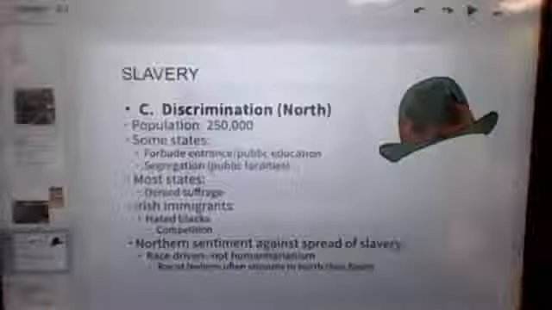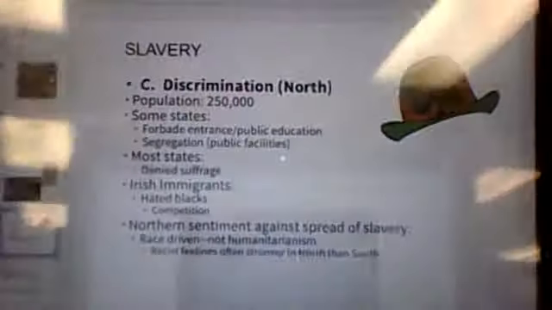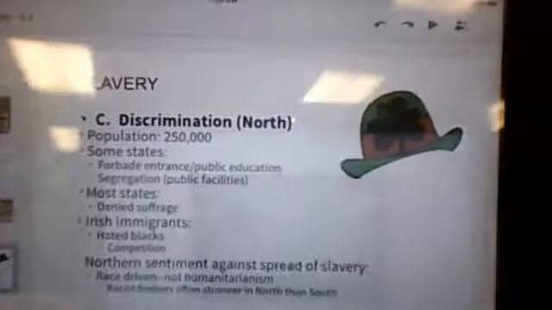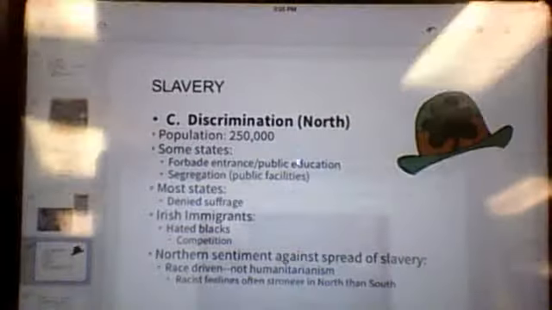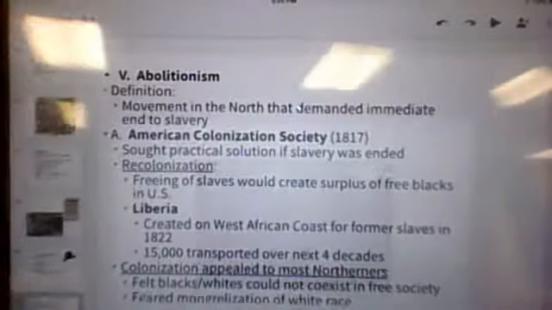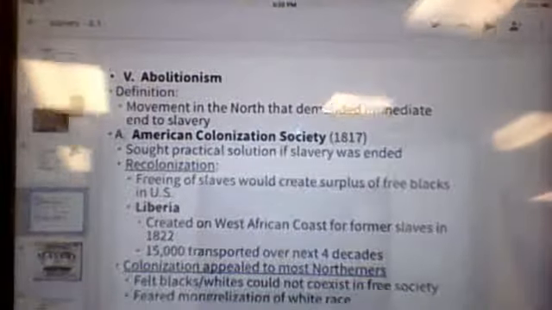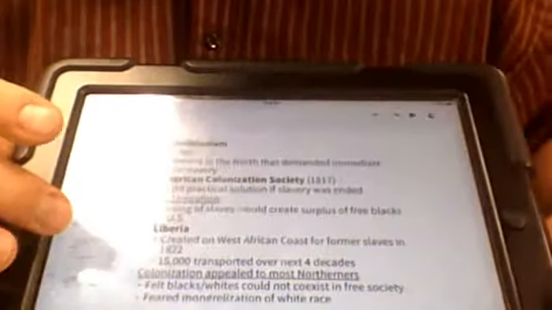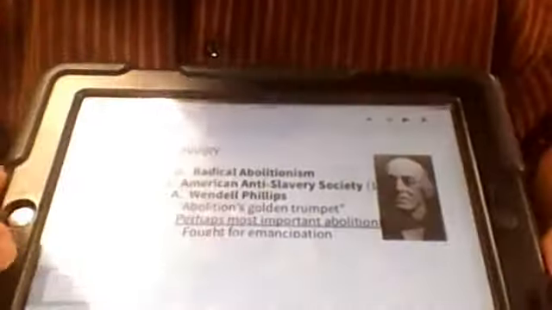There we go. Sorry. You need to know what it was like in the North, discrimination, especially amongst the Irish, and why the Irish did not think much of slaves and of blacks. You need to know what abolitionism meant and the colony in Liberia that was created to help the slaves, or to house freed slaves. And so there's that.